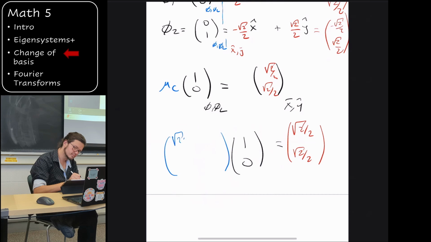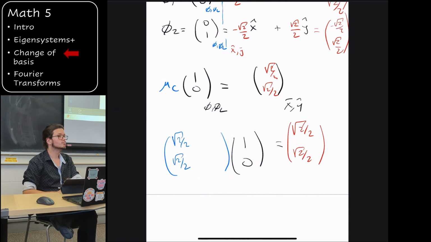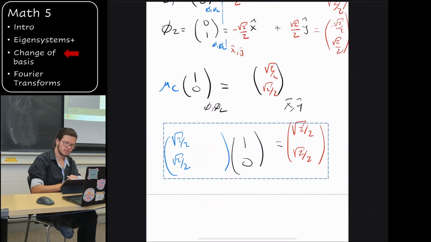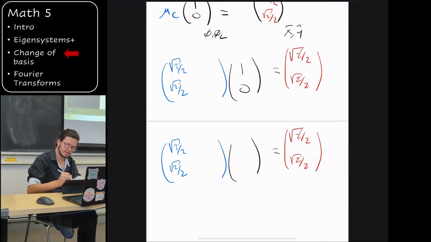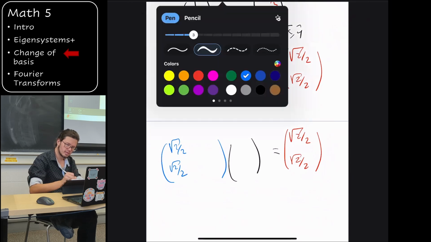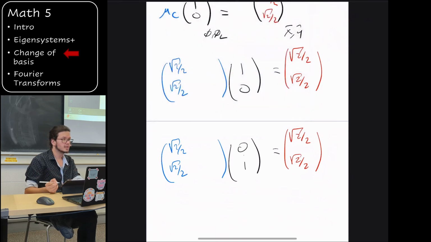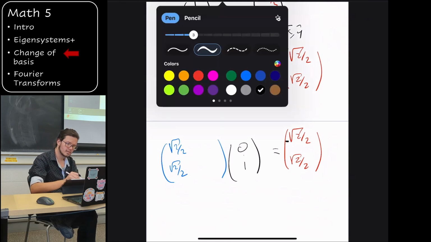Fantastic. What about the second column then? How can I figure out what that is? What do I do? We do the exact same thing, but instead of this, we put 0, 1. And what is the decomposition of phi 2 in terms of the x hats? I just need to put a minus here. So what is that column? Minus. Fantastic.